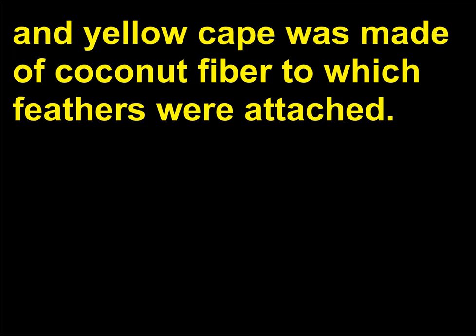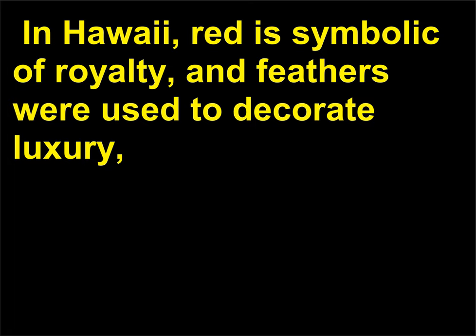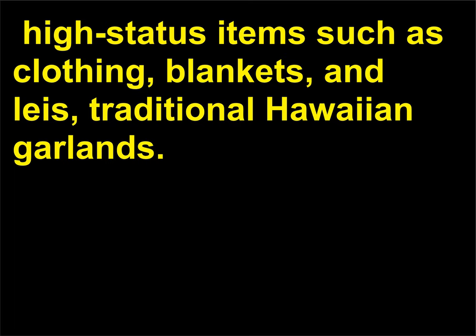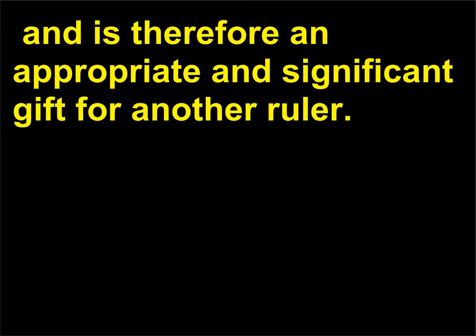Worn like a cloak, the garment is known as an ahuula, red cloak, due to its color. In Hawaii, red is symbolic of royalty, and feathers were used to decorate luxury, high-status items such as clothing, blankets, and leis, traditional Hawaiian garlands. The status of the Kearny cloak is tied to the status of the Hawaiian king, and is therefore an appropriate and significant gift for another ruler.